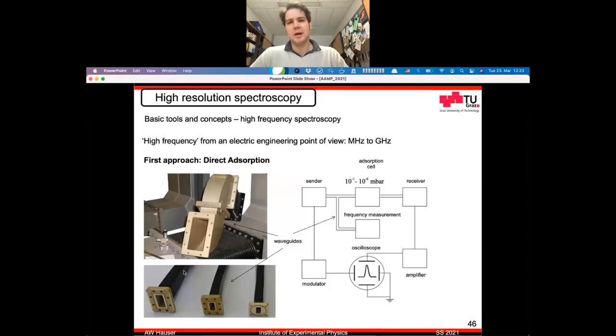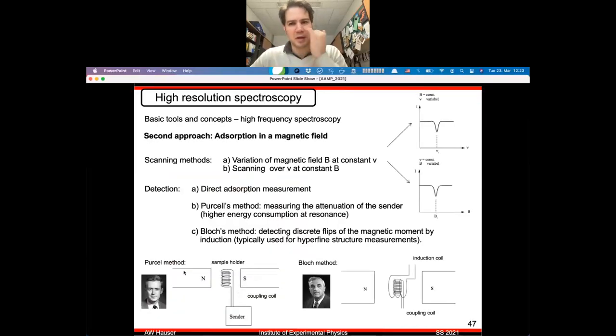So I'd be sweeping through the frequency and look where I have my resonance, because if I'm in resonance with my sample, I'm depositing energy in my sample and therefore have a reduced signal at the receiver. So that is the first way of doing it, the direct absorption measurement.